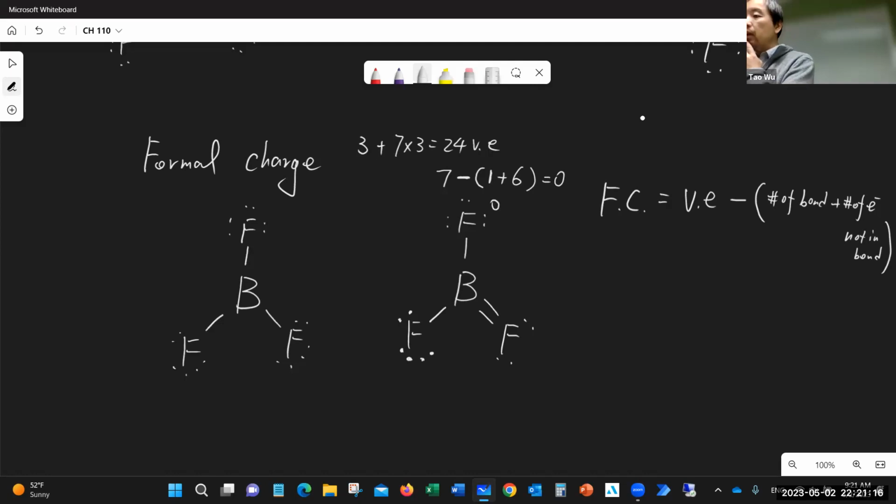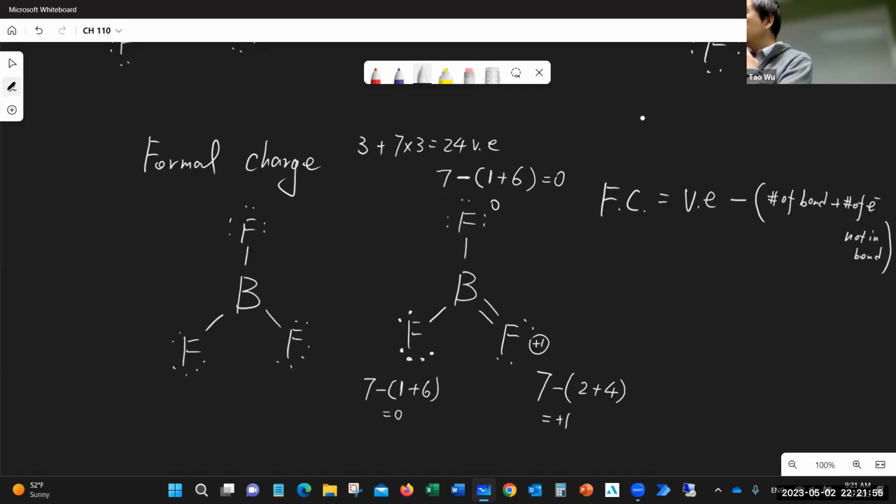And if you're looking at this one, it's the same thing. Valence electrons for fluorine is 7, minus how many bonds does this fluorine have? This has 1. Plus how many dots? 6. So this one is still 0. For this one, you will see 7 minus how many bonds? 2 bonds. Plus how many dots? 4 dots. So 7 minus 6 becomes plus 1. So this one's formal charge becomes plus 1 instead of 0.